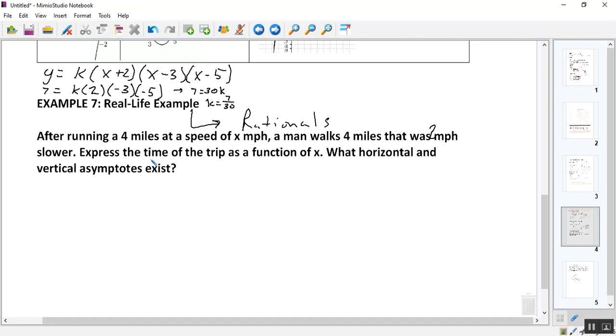We're writing a function for what? Time. Express the time as a function of x. Okay, help me out, kids. In science class, a rate is equal to a what? Isn't a rate equal to a distance divided by a time? So when I say I drive at a rate of 55 miles, a distance, per hour, a time, how would I write a formula for time then? In other words, how would you get t alone here?